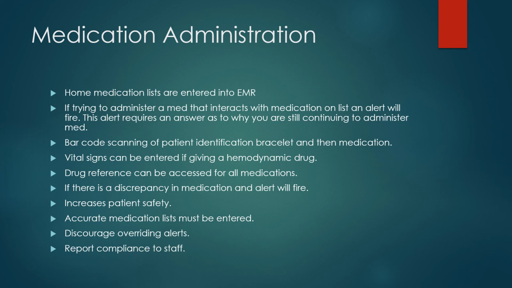We use barcode scanning at Penn Highlands Du Bois. So we scan the patient's identification bracelet and then the medication. I can enter vital signs in that medication profile if I'm giving a hemodynamic drug. I can look at drug references when I'm giving a medication. If there's something I'm not sure what it is, I can just click a button and it gives me a whole reference of that medication. Like I said, if there's a discrepancy, an alert will fire.